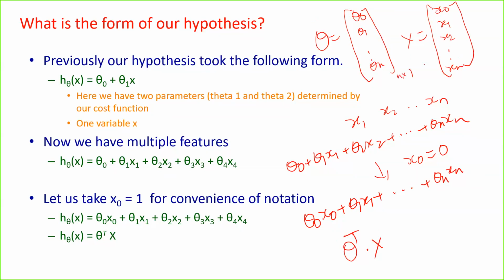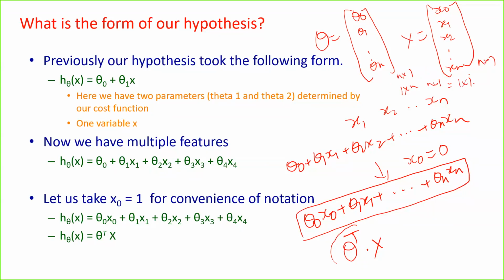Theta naught x naught plus theta 1 x1 plus so on, theta n xn. This equation you will get, right? Which is the scalar? Theta transpose x: theta transpose is 1 by n and x is n by 1. So 1 by n times n by 1 is 1 by 1, which is a scalar, right? This is the prediction. Theta transpose x is the prediction. Now this is the vectorized representation of the hypothesis.